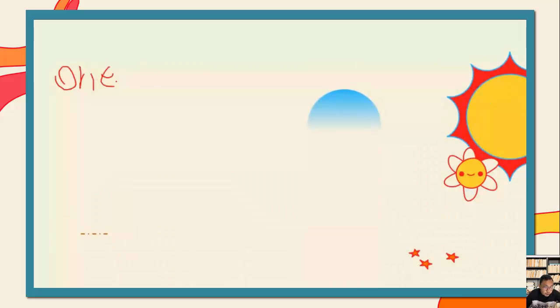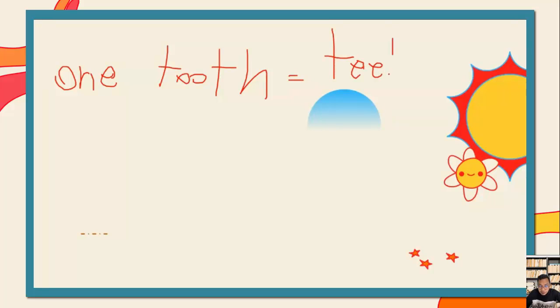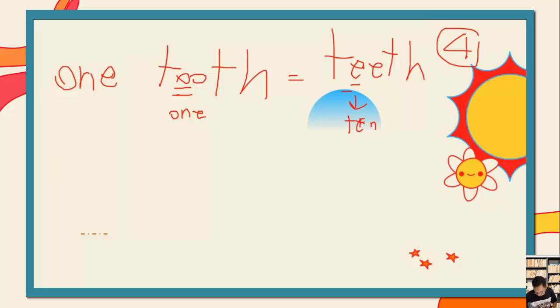Okay, one tooth. ก็คือฟันหนึ่งซี่ ถ้าหลายซี่สะกดด้วยตัว e teeth. Alright, look at question number 4. One tooth สะกดด้วยตัว o, o means one. e means 10 มากกว่าหนึ่ง เพราะฉะนั้น question number 4, you have to change from one tooth to teeth. Alright, next.